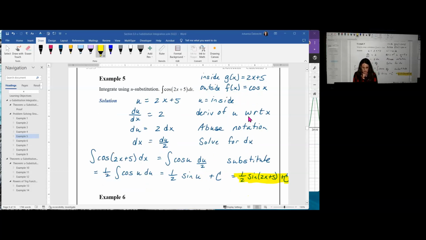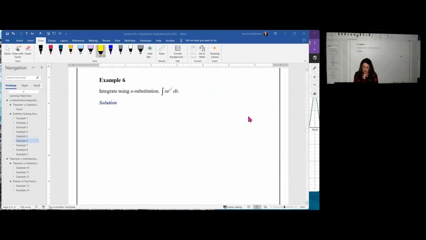Let's now take a look at example 6. Example 6 is one more similar to one of the examples we worked earlier. Pause the video to work this one out, then turn the video back on so we can compare our results.